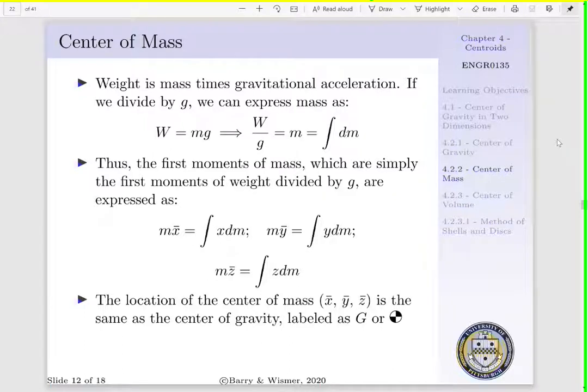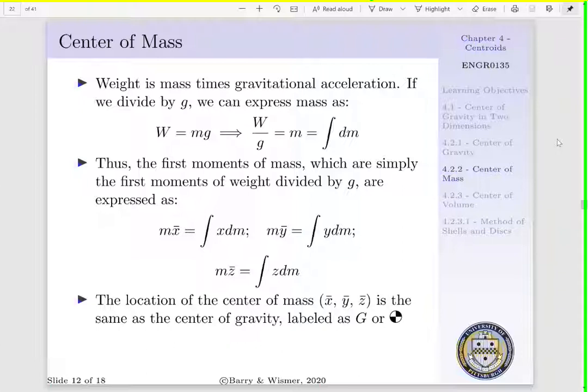Moving on, we can introduce the concept of center of mass. We recall weight is just mass times the gravitational acceleration. That is, if we divide our weight by gravity, we are left with mass, and mass is equal to the integral with respect to our differential mass. Thus, if we take our first moments of weight and divide by our gravitational acceleration, we are left with our first moments of mass. Our first moments of mass are expressed as follows.